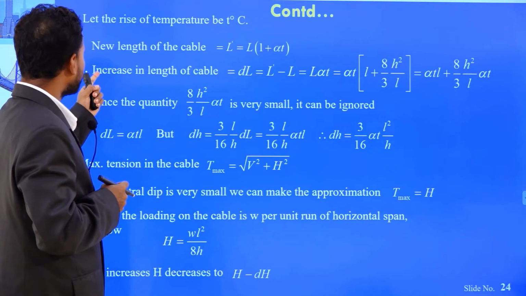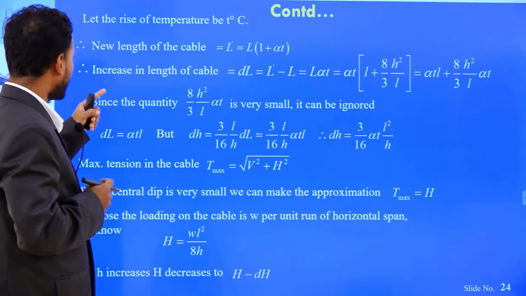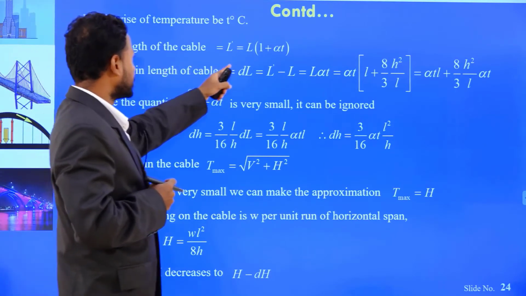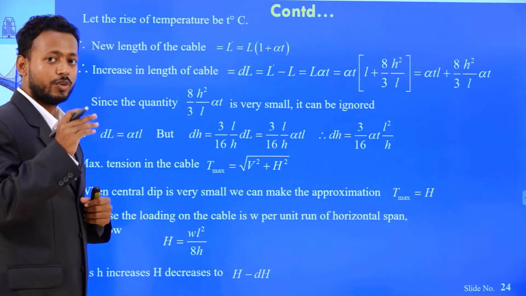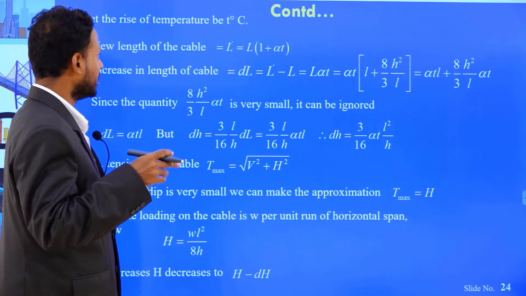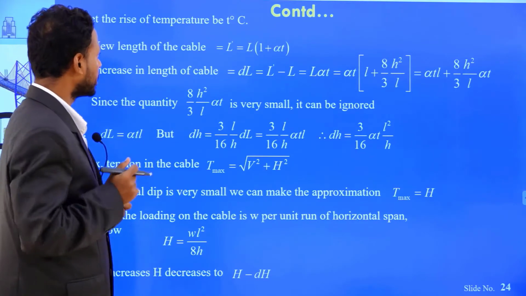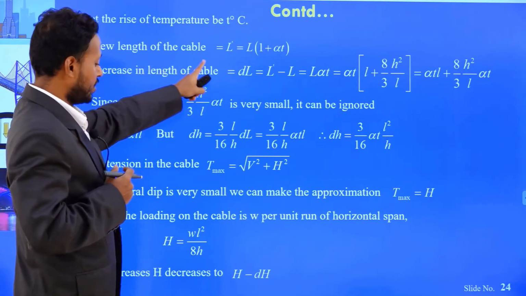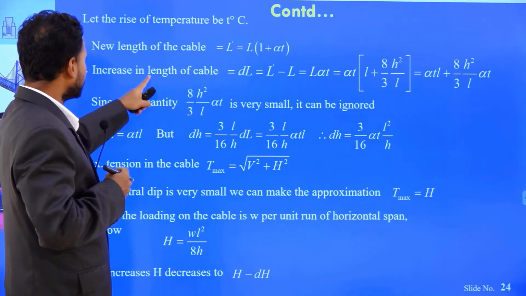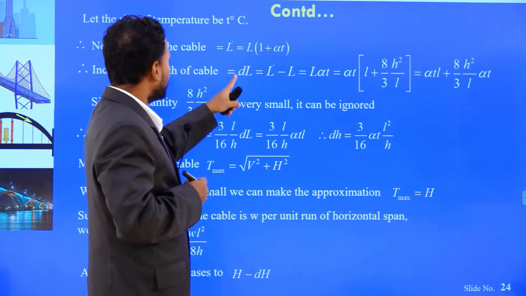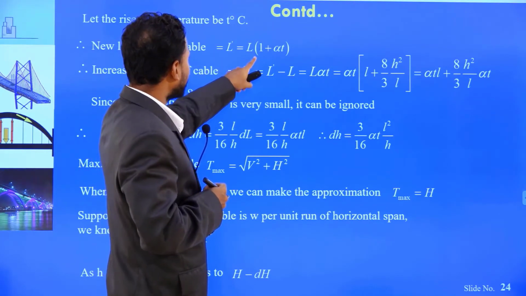And due to this T degree temperature, we will determine the increased length of the cable. New length of the cable L dash equals L into 1 plus alpha T. This expression we have already determined in the previous unit. In unit 1 we determined that the increased length of the cable is L dash equals L into 1 plus alpha T. Therefore, increase in length of the cable dL equals L dash minus L. So what is L dash? L into 1 plus alpha T.